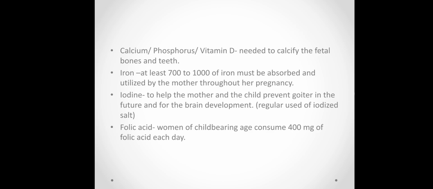Okay, so for the iron, at least 700 to 1,000 mg of iron must be absorbed and utilized by the mother throughout her pregnancy. Bakit kailangan ng iron? Kailangan i-prepare natin yung ating mother for the maternal bleeding. During delivery kasi, malaki yung amount ng blood na nawawala sa kanya. Nasa 500 ml to 1,000 ml or 1 liter. Pwedeng umabot pa ng 3 liters. Pag cesarean cases, umaabot ng 1.5 to 2 liters.